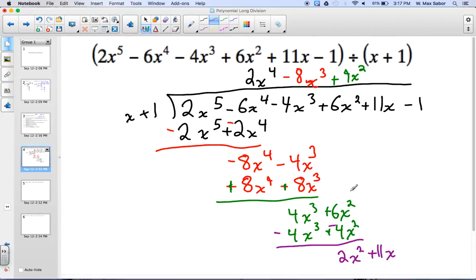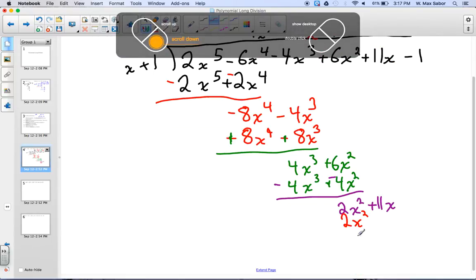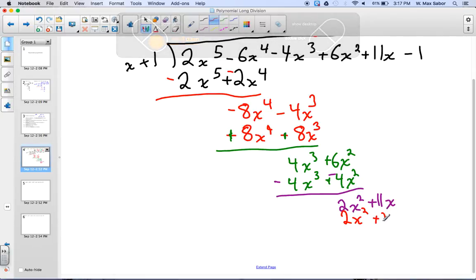Repeat the process. How many times does x plus 1 go into 2x squared plus 11x? Well, it goes in 2x times. You really just need to focus on the leading term of this and your divisor. So 2x times that is 2x squared. I'm going to need to shift down, 2x squared plus 2x. Now make them both negative and subtract. 11 minus 2x is 9x minus 1.